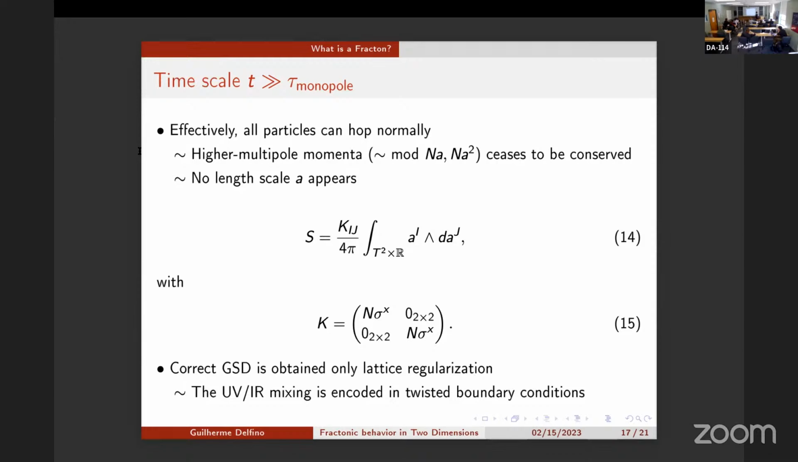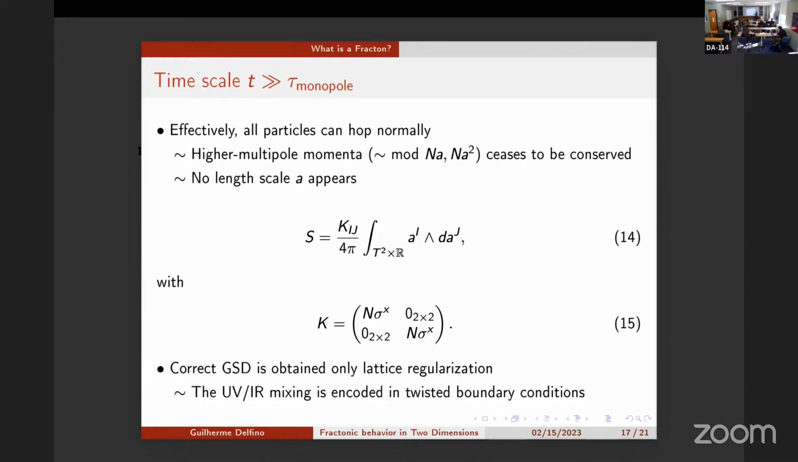However, this is the K matrix. There is one catch. If you want to make sure that this describes the system, you cannot just make sense of it in the continuum. You have to regularize your system. Otherwise, you get the wrong properties. For example, the usual way that we compute the ground state degeneracy is to just take the determinant of this K matrix. This is the ground state degeneracy for this topological quantum field theory. If we do this here, this is n to the power of 4, which is not the case that we got there.